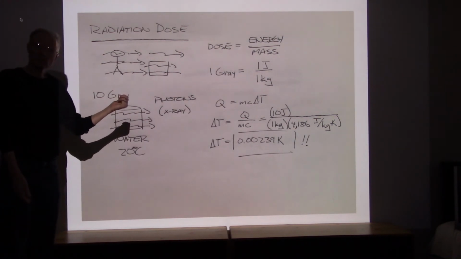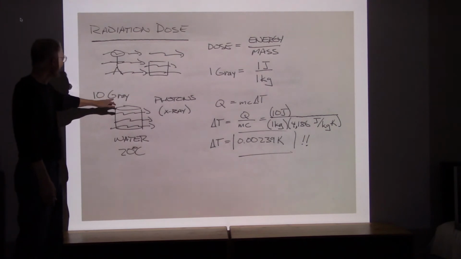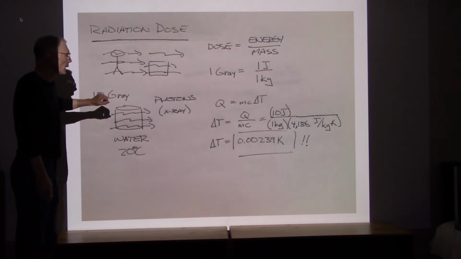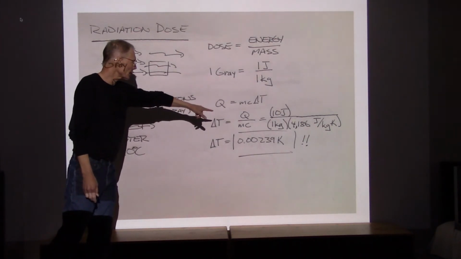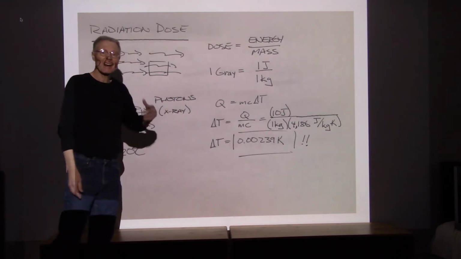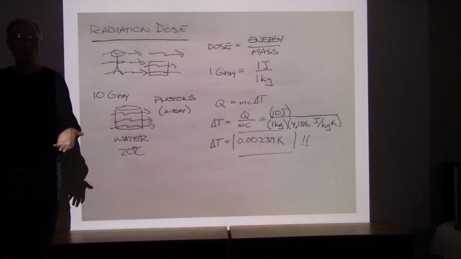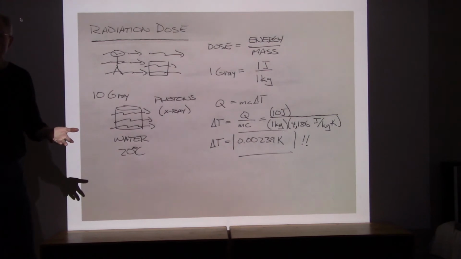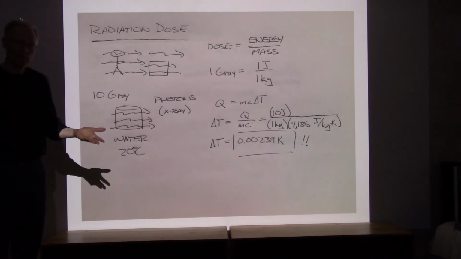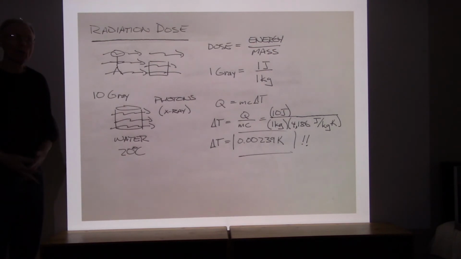And it doesn't take much energy. If I have 10 gray going into this 1 kilogram sample of water, that's only 10 joules. For a biological system, if you have a person that's 50 kilograms, 500 joules of X-rays are lethal. You go, 500 joules, that's nothing.